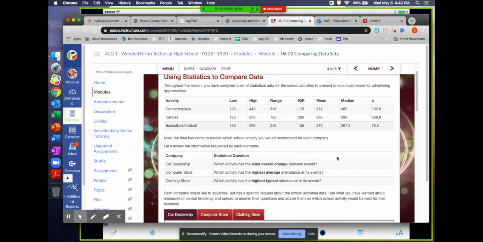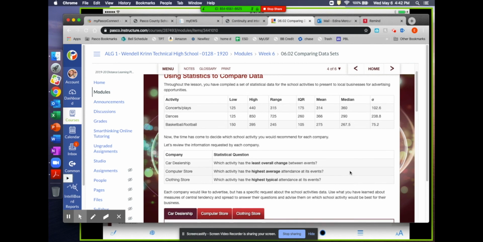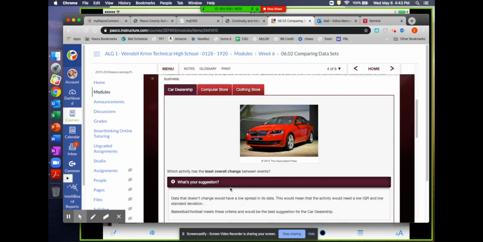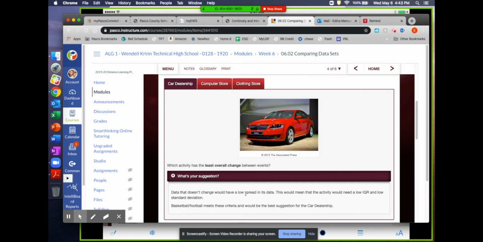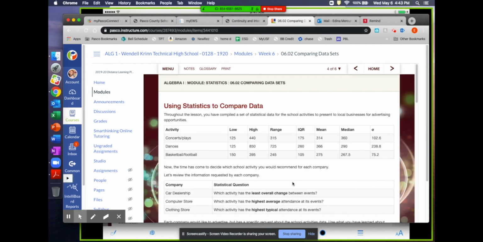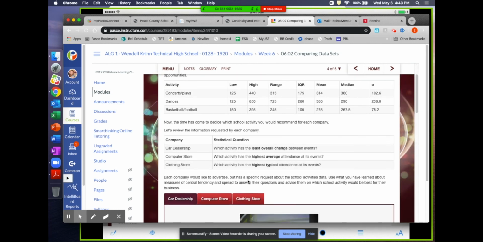Now that we talked about mean, standard deviation, median, IQR, all the different ways to look at and compare the data, I can go back to the question that we had at the beginning of the lesson, which was which activity, whether it's concert, play, dance, basketball, football, those groups, would be better for what each of these companies want. The car dealership wanted the least overall change. Data that doesn't change would have a very low spread, meaning the activity would need a low IQR and a low standard deviation. That would be my basketball slash football.